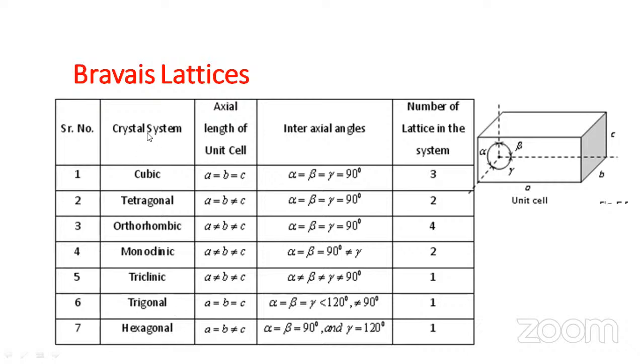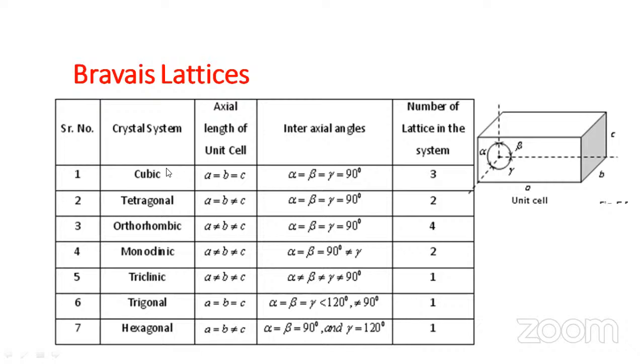In some competitive exams, you may get a question on how many crystal systems are there. The answer is 7. Don't write it as 14. Bravais lattices are 14, but the crystal systems are 7. Keep it in mind, Nana. How many Bravais lattices are there? 14. But crystal systems are 7.